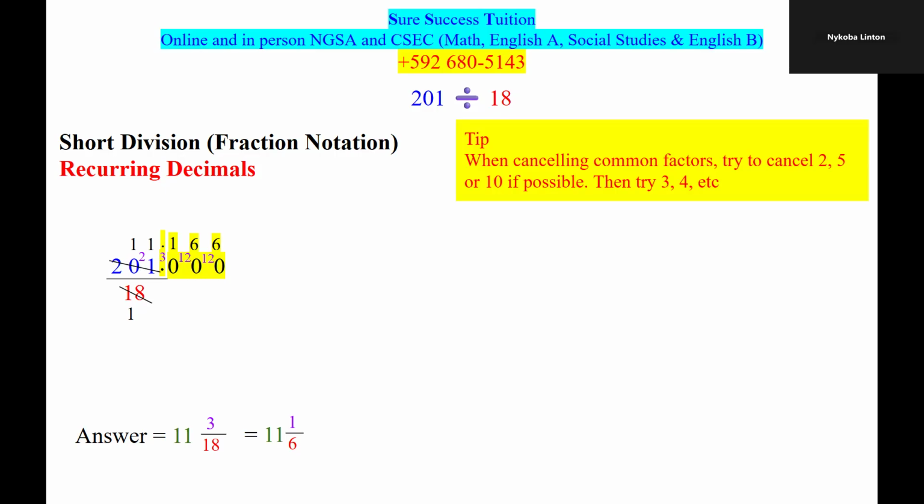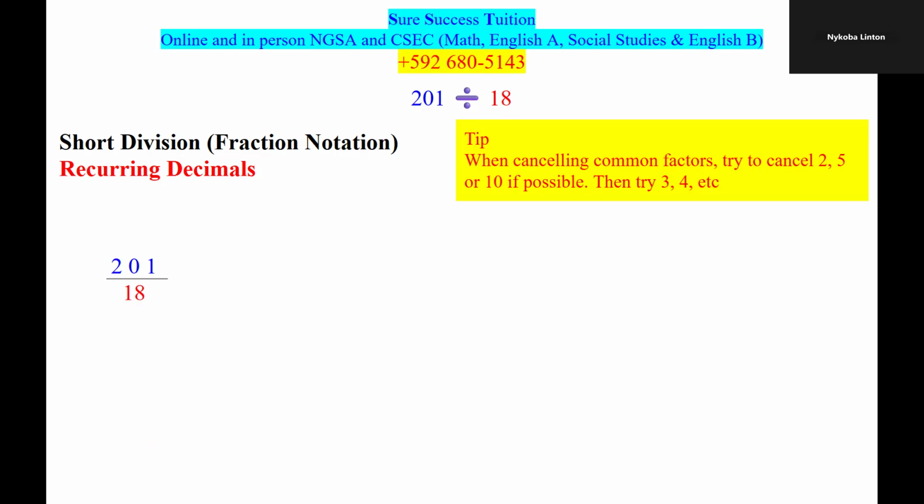but we have a 1 before. So our answer would be 11.166666 all the way forever. How do we write this? Well, remember, we put a bar above the digit that recurs. So in this case, it's the 6 that was recurring. So the bar would go above the 6 only, not above the 1. The 1 was not recurring, only the 6.